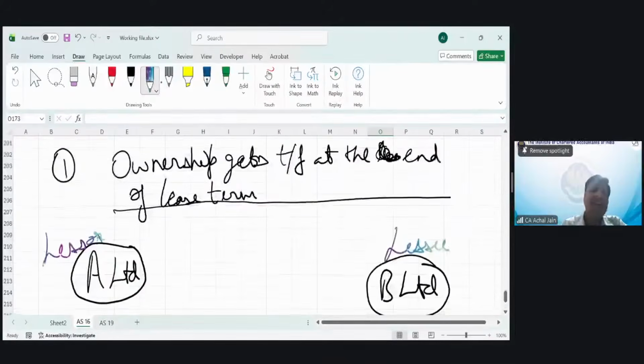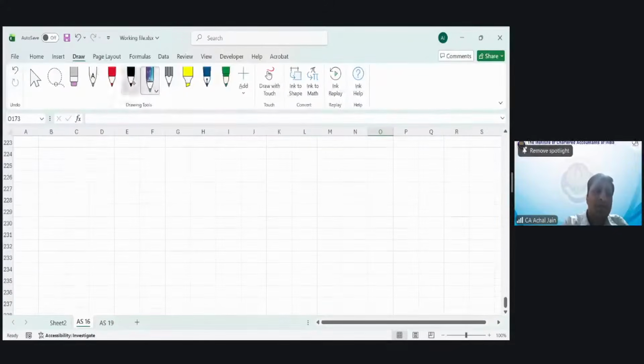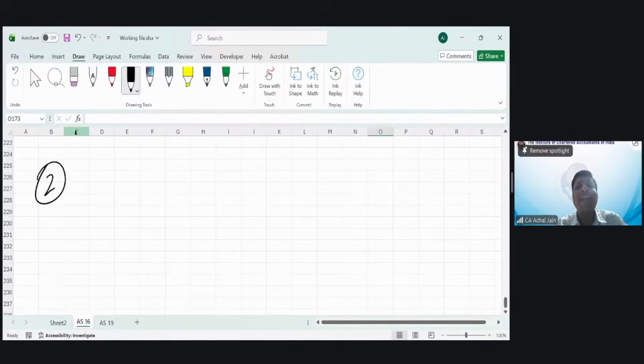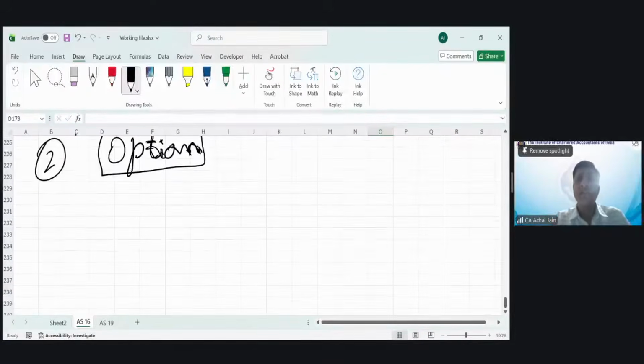Now, this is the first indicator we have talked about. Next indicator is called bargain purchase option. Let me just write this briefly. Don't worry, all of these points are given in the study material, so you can keep referring to it alongside, or if you want to make short notes, it's always better. Now, what do you have in this second indicator?